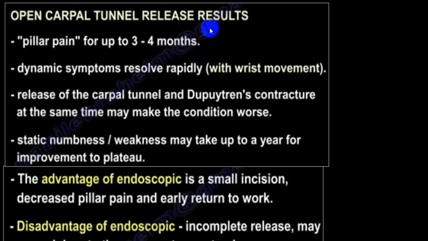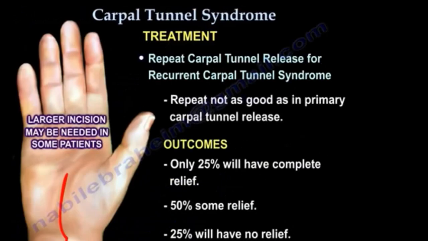In open carpal tunnel release, usually pain will be relieved within 3 to 4 months. Dynamic symptoms resolve rapidly. Release of carpal tunnel and dependent contractures at the same time may make the condition worse. The advantage of endoscopy is a small incision, decreased pillar pain, and early return to work. The disadvantage is incomplete release, and it may injure the nerve, artery or tendon because it is through a small opening.